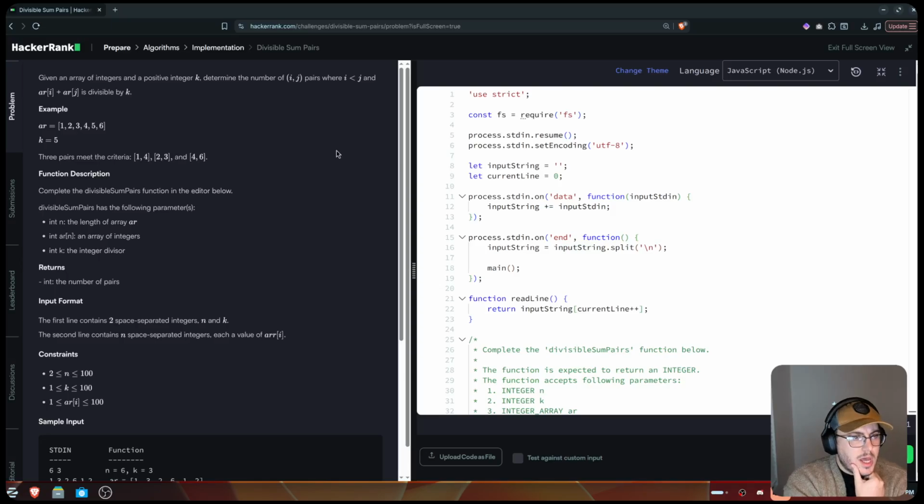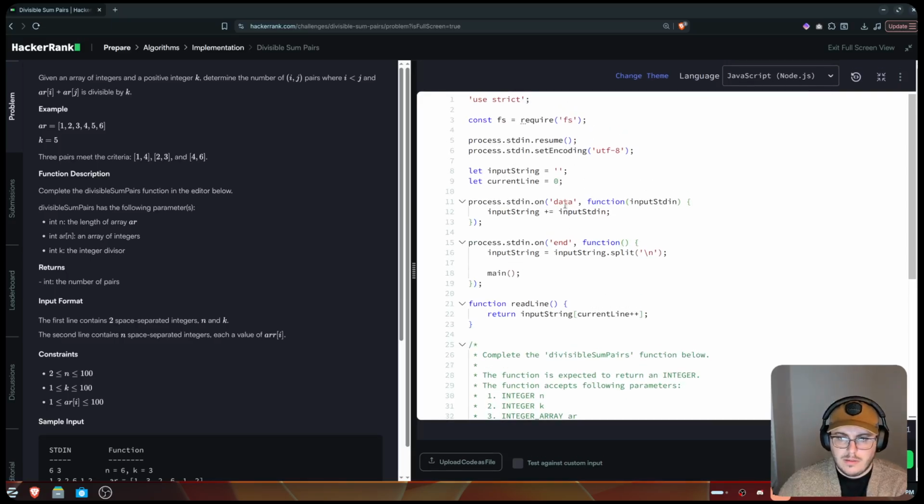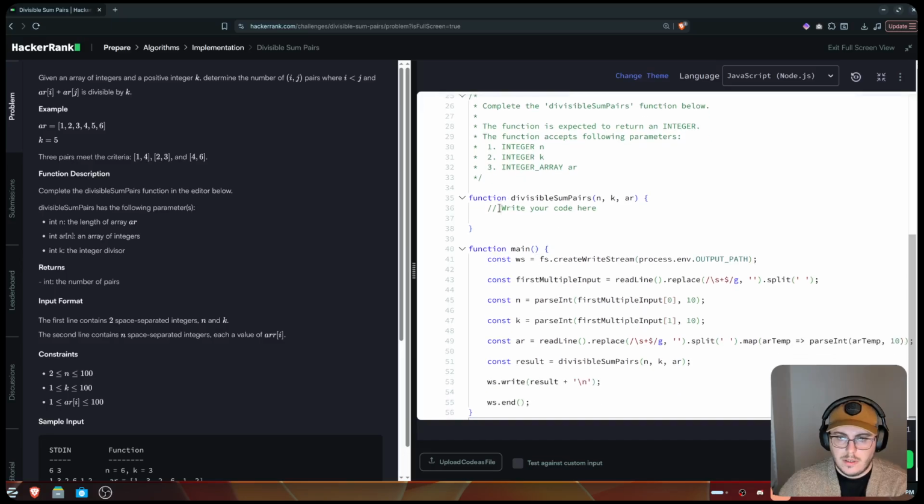Function description. Complete the divisible sum pairs function in the editor below. Divisible sum pairs has the following parameters: integer n, the length of array, so the input is the length of the array. Here we go. So we get n, which is the length of the array, an array of integers, so array of n length, and int k, the integer divisor. Okay, so we have the length here, which I don't really know why they gave us a length as an argument, because we could just get a length from this, but whatever. It doesn't matter.